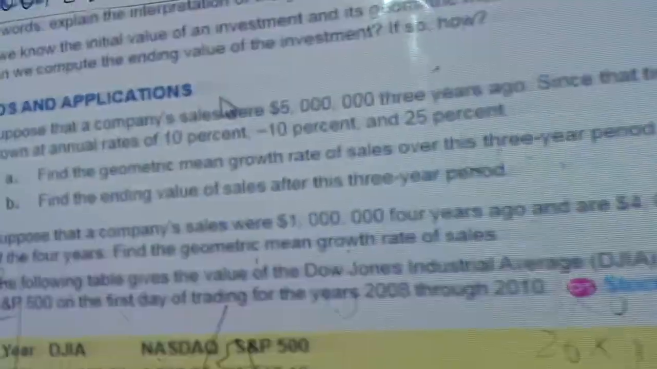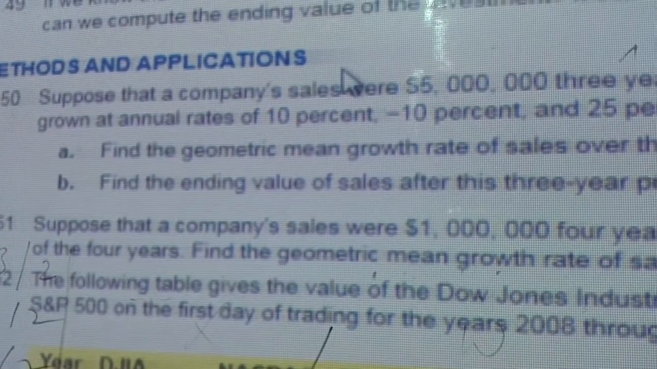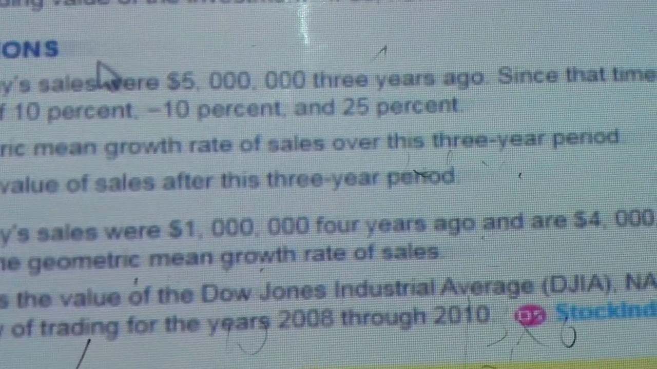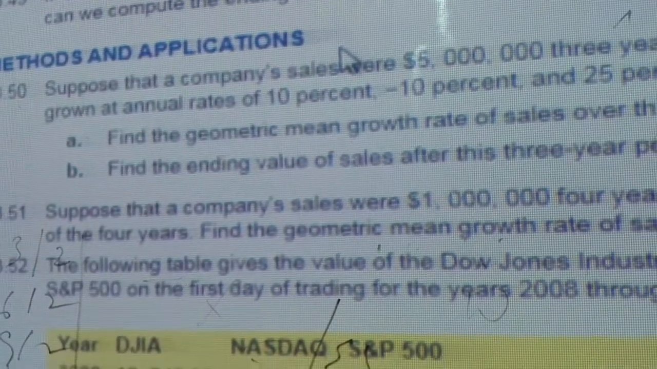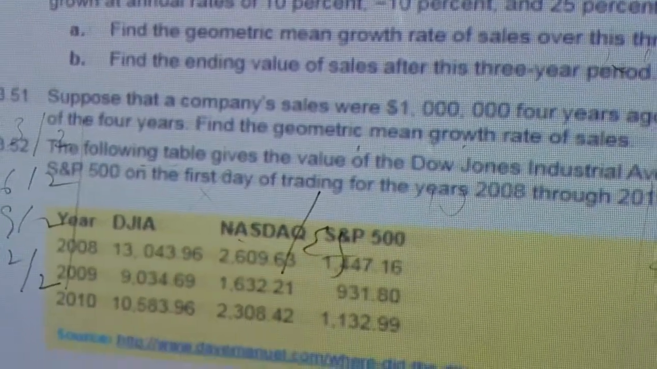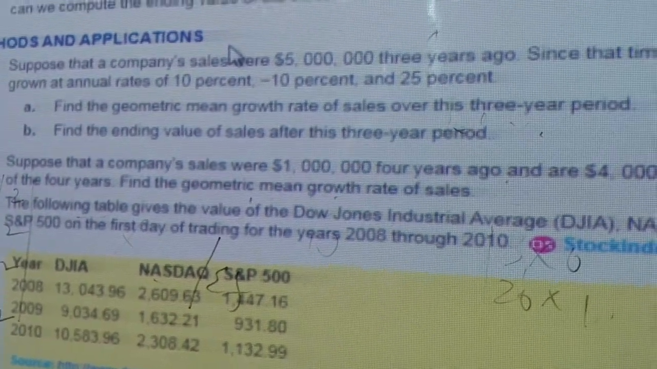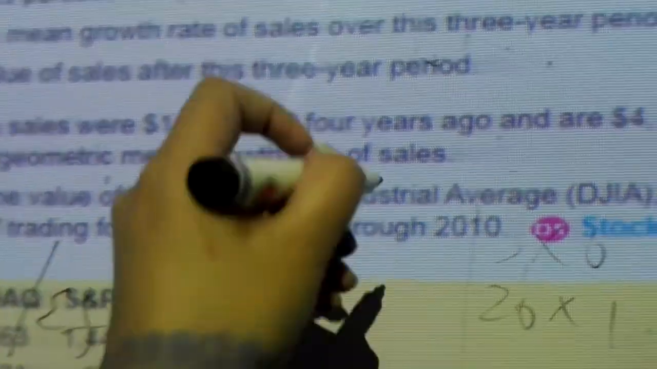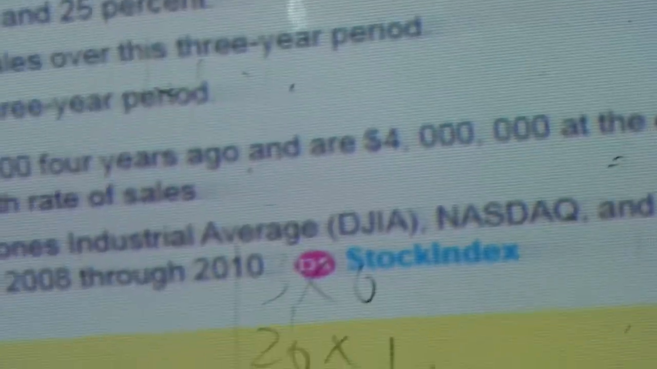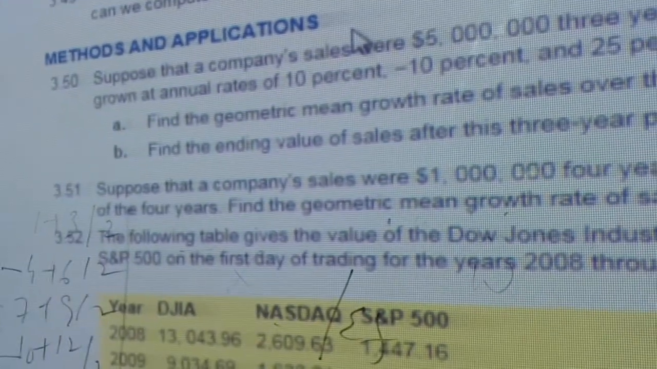3.50. So you can see the company's sales, okay, let me bring it closer to you so you can see. The company's sales were 5 million years ago. Since that time, sales have grown at 10%. This is very simple for you. They've just given you the rates. So in this case, RG would be 1 plus 0.1. So 1 plus 0.1, and then again, 1 plus, what is the second rate given to us? Minus 10, so it's going to be 1 minus 0.1.